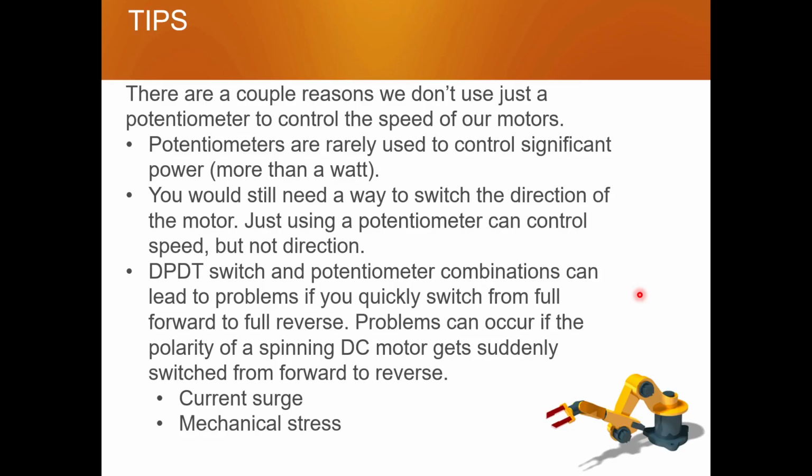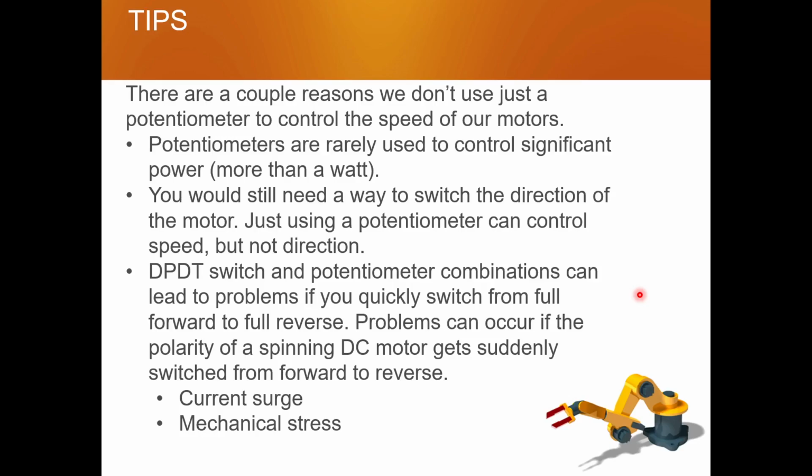Suppose I'm moving my wheel in the forward direction, but I have to move my car in the backward direction. In that case, I can reduce the current to stop my wheel or reduce the speed, but I cannot turn it in the backward direction. So using a potentiometer or a variable resistor will not be a good option.